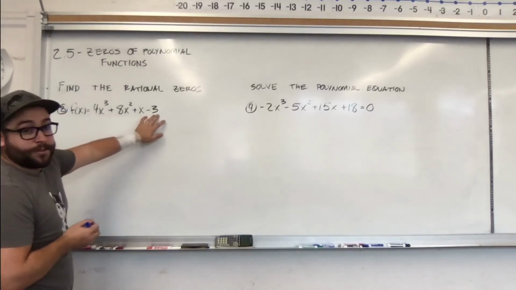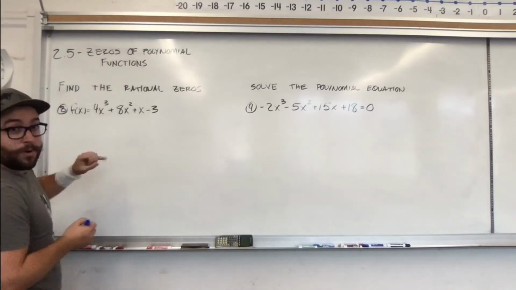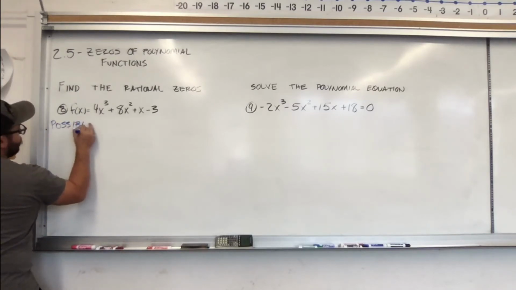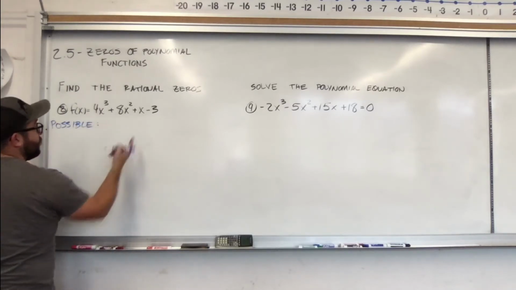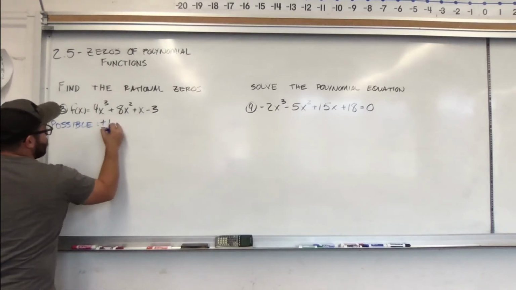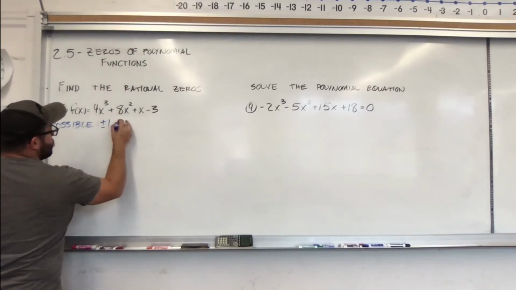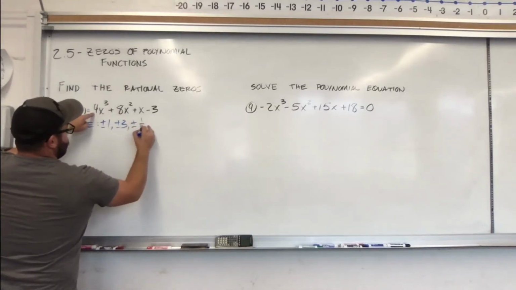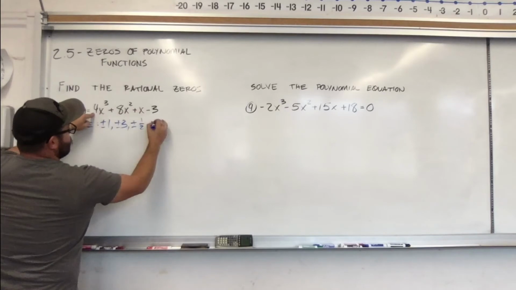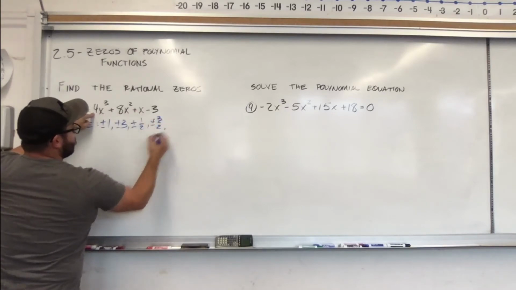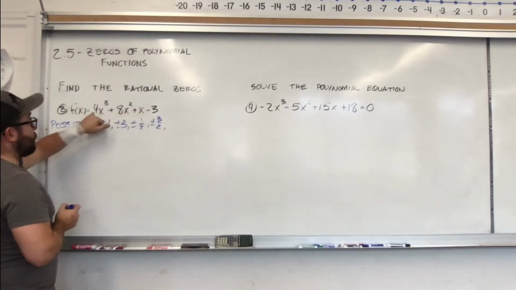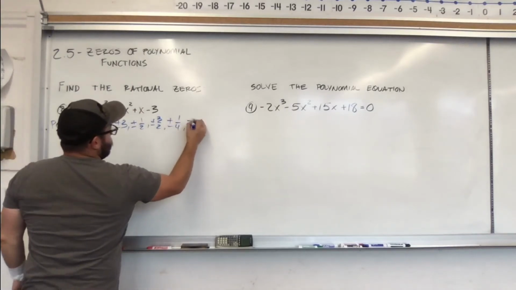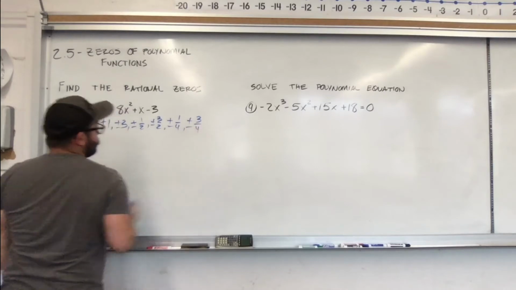So if we're looking at factors of 3, it's 1 and 3. Factors of 4: 1, 2, and 4. So let's look at our possible factors. We'll make that list. We have 1 over 1, so plus or minus 1. 3 over 1, plus or minus 3. 1 over 2, plus or minus 1/2. 3 over 2, plus or minus 3/2. And then we have 1 over 4 and 3 over 4, plus or minus 1/4 and plus or minus 3/4.